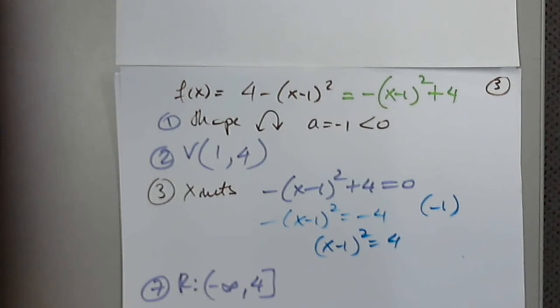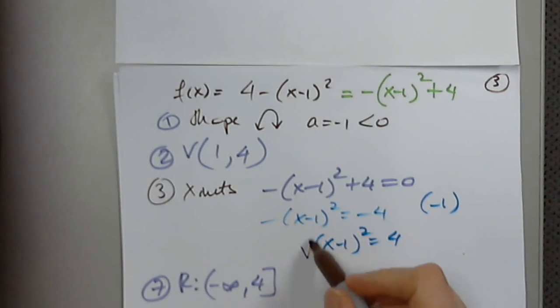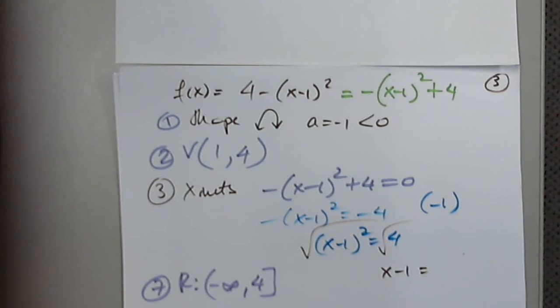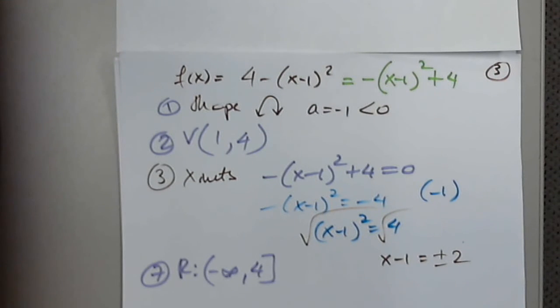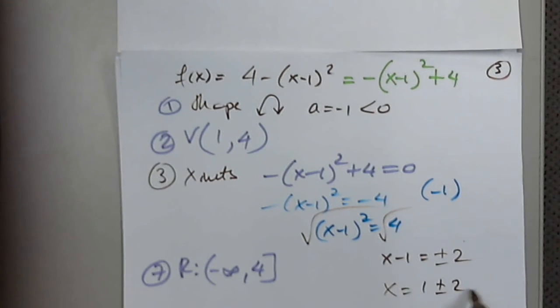Now I should be able to identify the best method for this. We know 4. Square root. Of course. Very good. So I will take the square root. I get x minus 1 equals 2. Square root, plus or minus. I need two solutions, right? Good. So x equals 1 plus or minus 2.